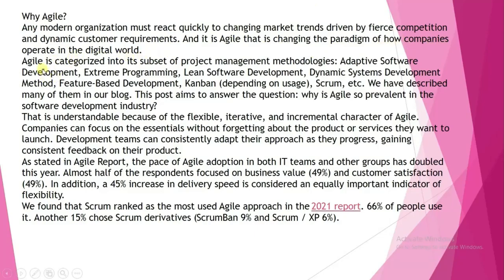Agile is categorized as a subset of project management methodologies: adaptive software development, extreme programming, lean software development, dynamic systems development method, feature-driven development, and Kanban, depending on usage, Scrum, etc. We have described many of them in our blog and in this video. This post aims to answer the question: why is Agile so prevalent in the software development industry? That is what we are discussing here about the Agile methodology.